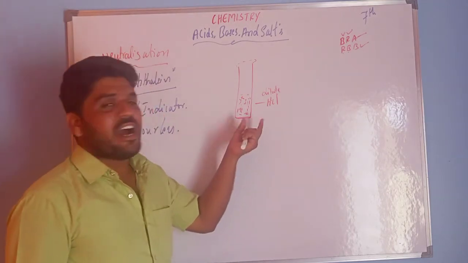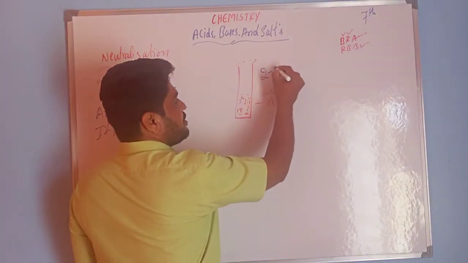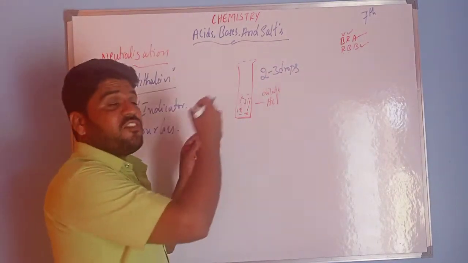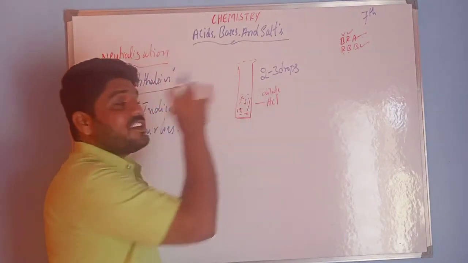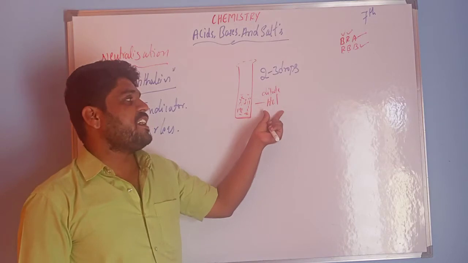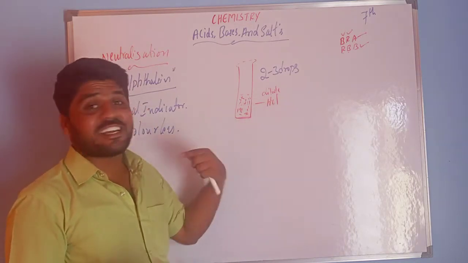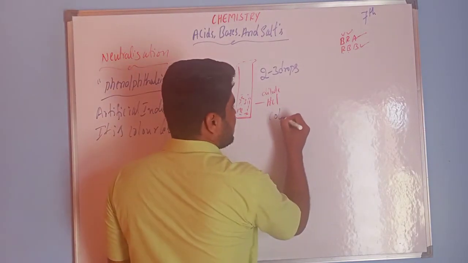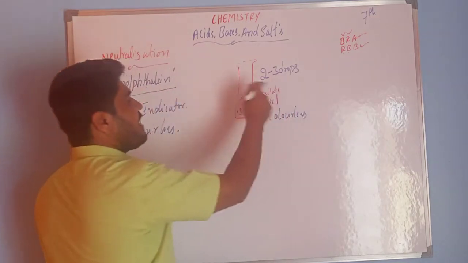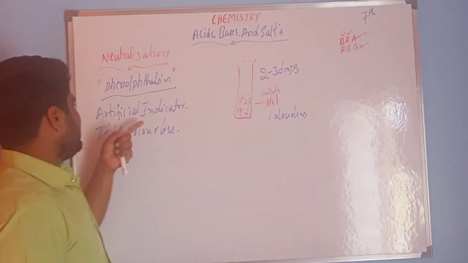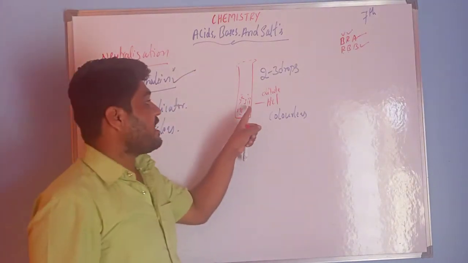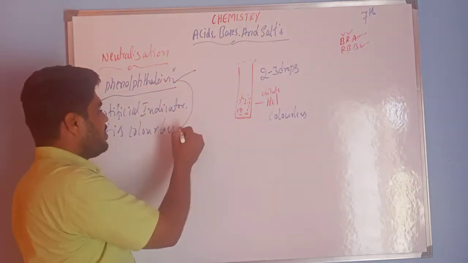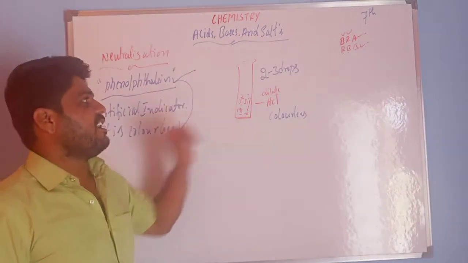In this test tube, I am going to add 2 to 3 drops of this indicator. Before adding, you should observe the color of the dilute hydrochloric acid. So what is the color of the hydrochloric acid? That is colorless. After adding 2 to 3 drops of this phenolphthalein indicator, there is no change in color. Why? Because this phenolphthalein is also colorless.